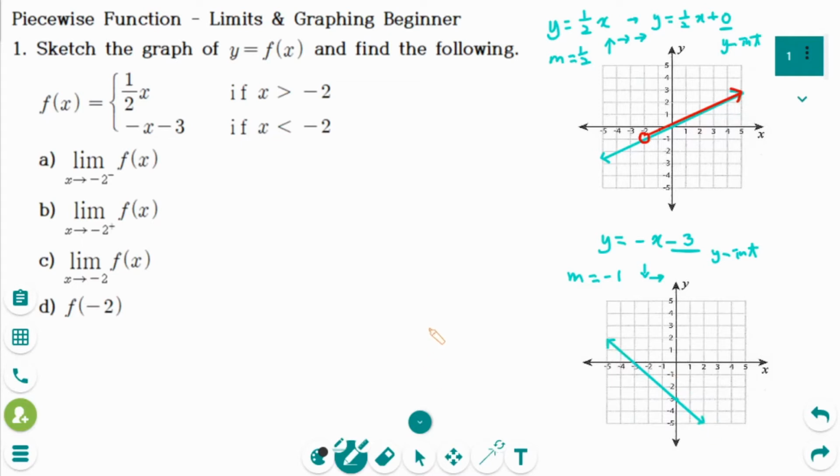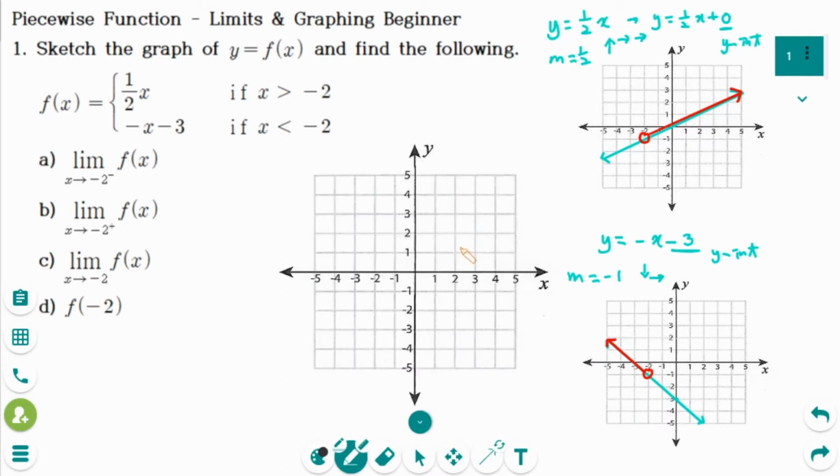Again, the interval is only for x less than -2. This is -2. So we only graph this part. Leave a hole at x = -2. Now we can combine the functions together to draw the piecewise function f(x). So this is the hole and the graph from here and this one. And this is the y = f(x) graph.